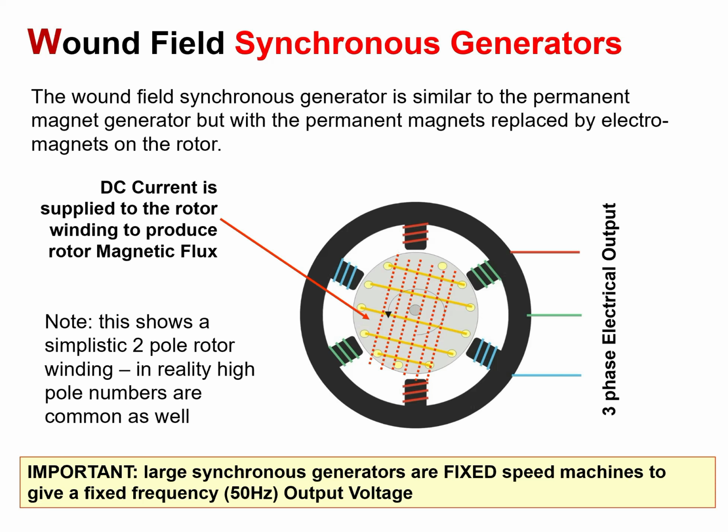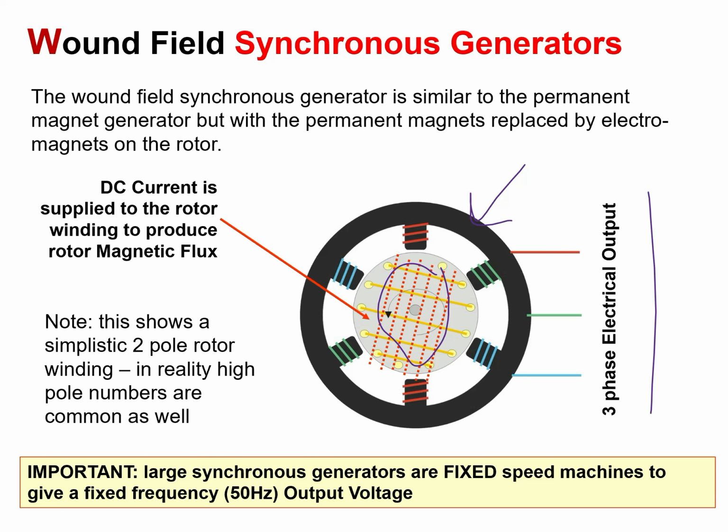The wound field synchronous generator is similar to the permanent magnet generator, but with the permanent magnets replaced by electromagnets on the rotor. So you can see here inside, this is the rotor. It has some windings, and when DC current is supplied to these windings, they produce a rotor magnetic flux, which is then induced in the stator, and that produces the phase voltage or a three-phase electrical output. This shows a simplistic two-pole rotor winding, but in reality, high pole numbers are common.